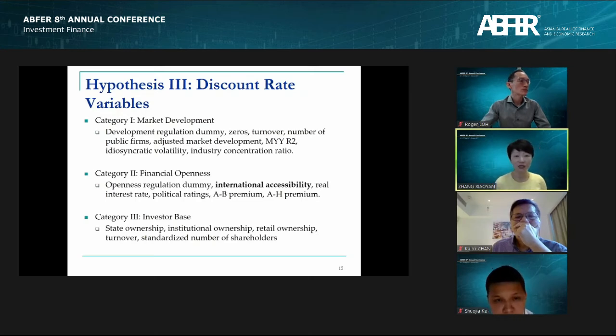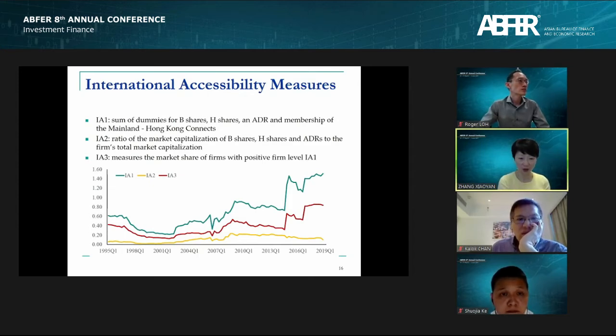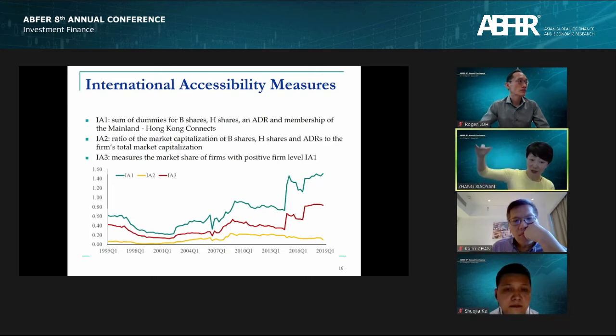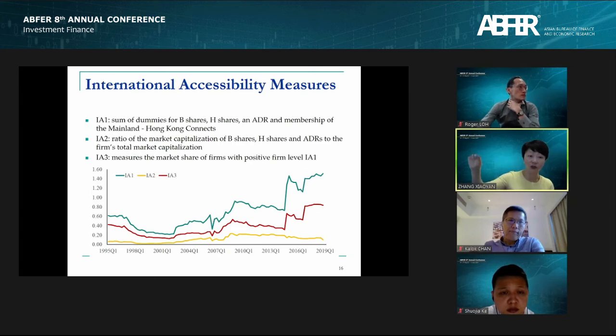So let's talk about the international accessibility measure. How do we measure that? I'll take IA1 as one example, as shown in the green line. So we have 4 dummies. Number 1 is a dummy for whether the firm has B shares, then a dummy for H shares, a dummy for ADR, and then a dummy on whether it's in the Mainland-Hong Kong Connect. So the idea is, we add up whether they have access for foreign investors to be shareholders. Okay, and you can see it's slowly increasing over time. We calculate the dummies at firm level, we aggregate them to portfolio level, and then to the market level. It's increasing over time. All right, let me show you the empirical results.